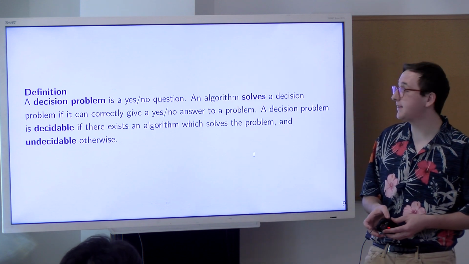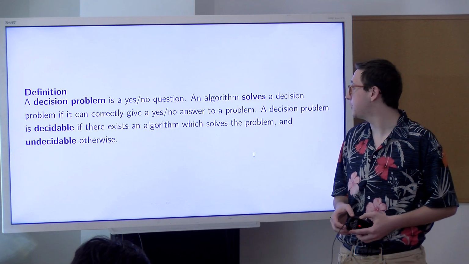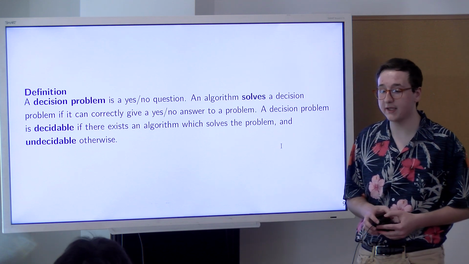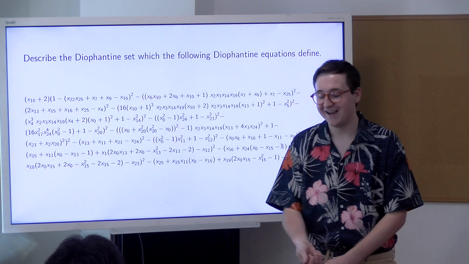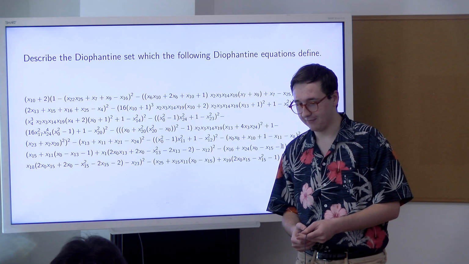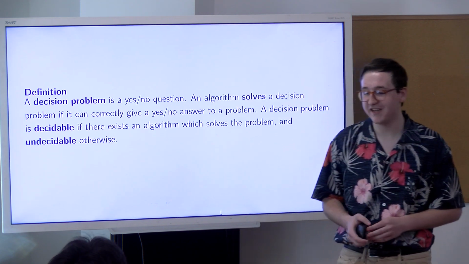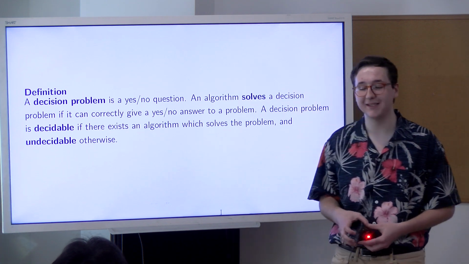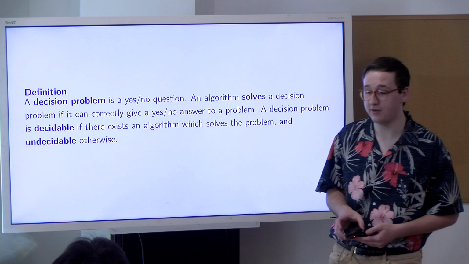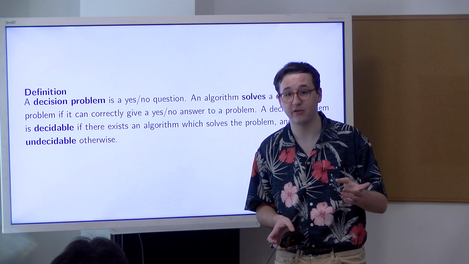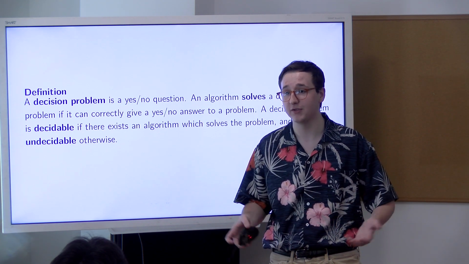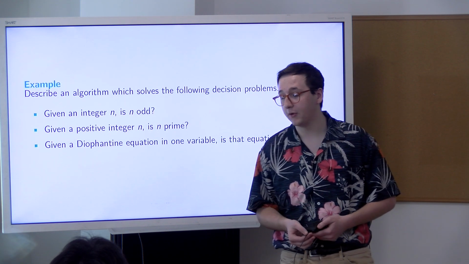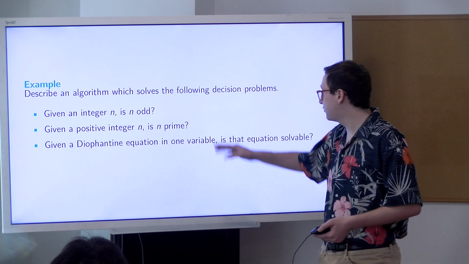So a decision problem is a yes or no question. An algorithm solves a decision problem if it can correctly give a yes or no answer to that problem. A decision problem is decidable if there exists an algorithm which correctly determines the answer to the question. And if there is no such algorithm, the problem is undecidable. So here are three sort of tasks.